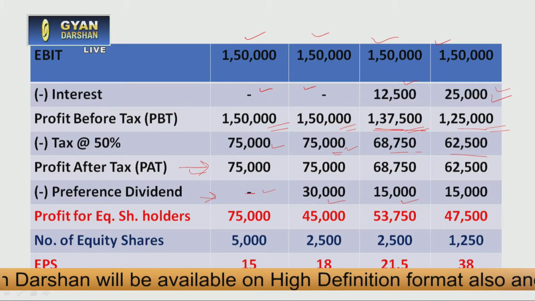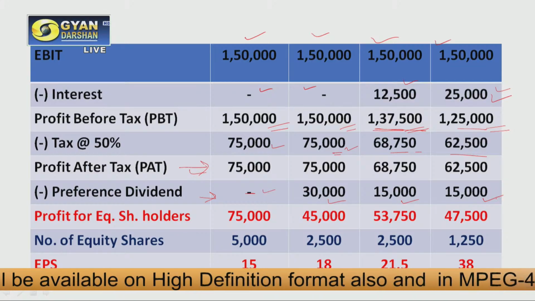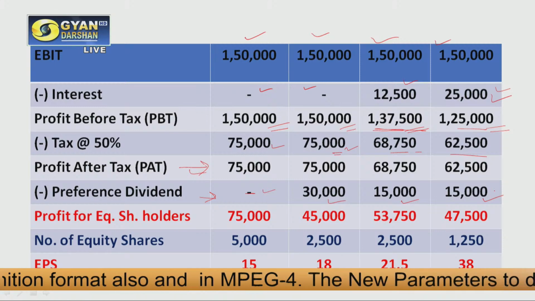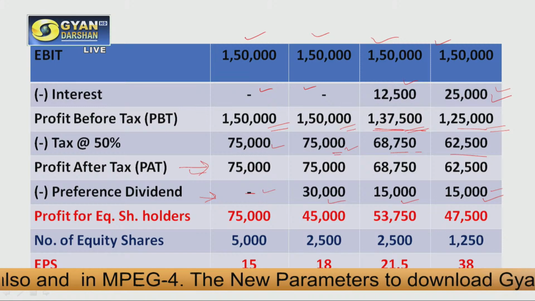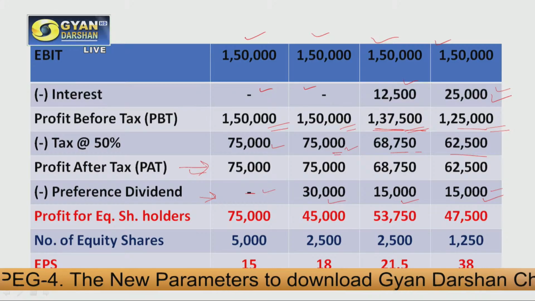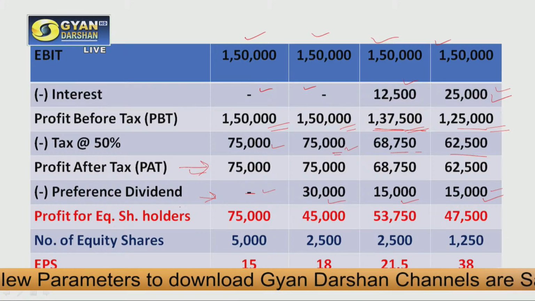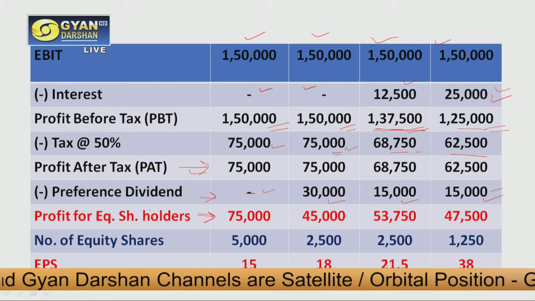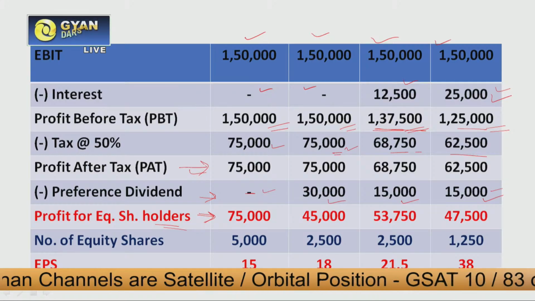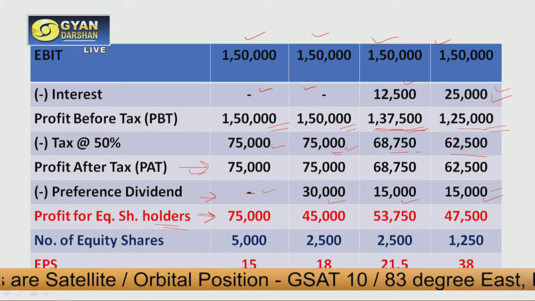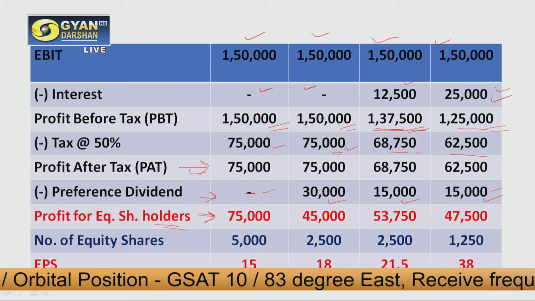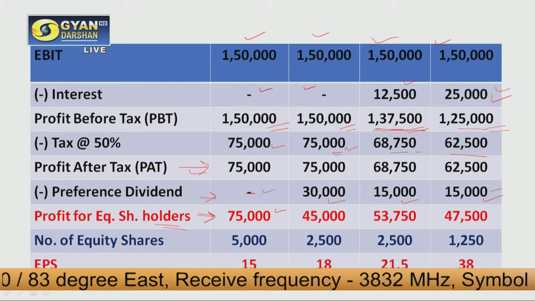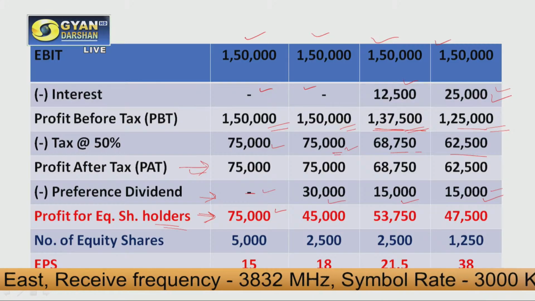In third case, it is 15,000. Again, since we are raising 25% from preference shares in case 4 as well, the preference dividend is again 15,000 in this case. From profit after tax, we need to deduct preference dividend, and whatever amount we receive will be the profit that is available for our equity shareholders. So in case 1, we have 75,000 which is available as profit for our equity shareholders.